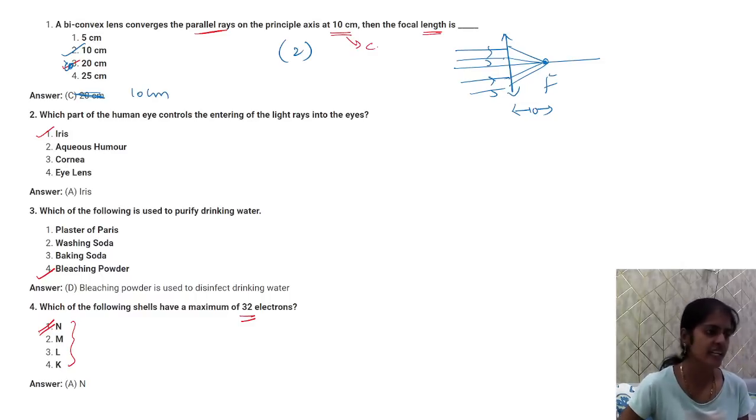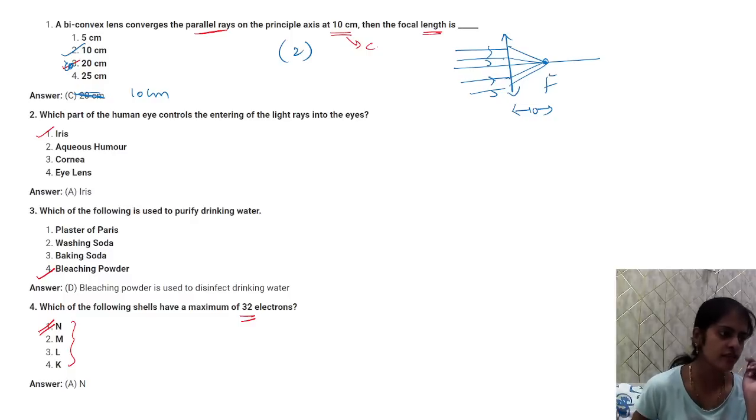Which part of the human eye controls the entering of light into the eye? So when it is dark, the iris expands, and when it is too much of sunlight, it contracts. So iris is the one which controls the light entering into the human eye. Which of the following is used to purify drinking water? We use bleaching powder to purify the drinking water. It is used as disinfectant.